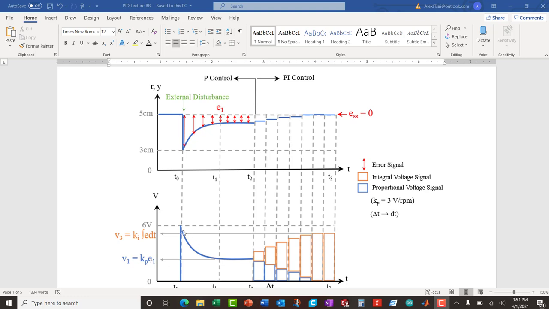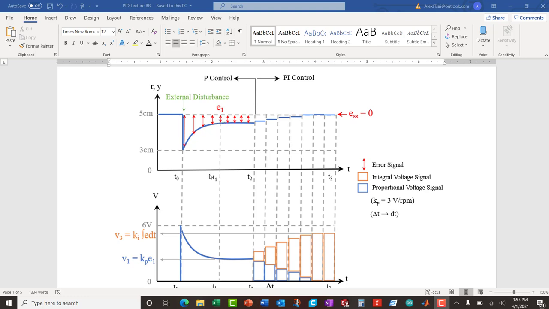Now at some point that reduction is going to continue, but proportional control only gets you that far. You're still going to have some sort of what is known as steady state error, an error that lingers after a while, and that is denoted by, again, the red arrows.